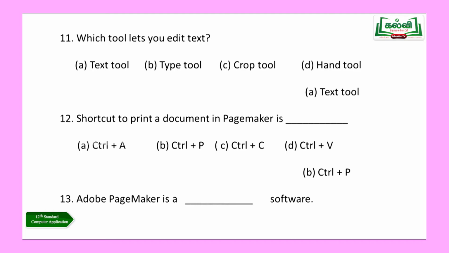They reserved this Control plus P shortcut for printing in almost all the softwares. If you open almost any software and see, for printing they will be using Control plus P, and for selecting the whole thing they will be using Control plus A. These shortcuts are universally reserved for these things. Control plus A for selecting the whole thing and Control plus P for printing.